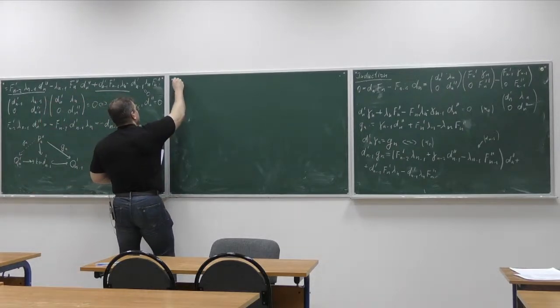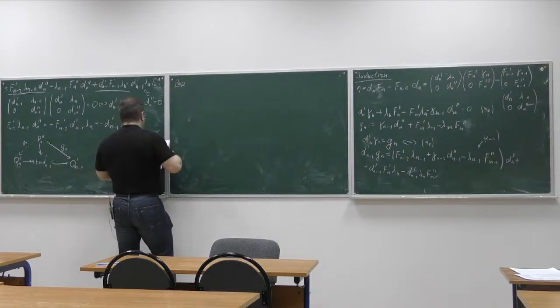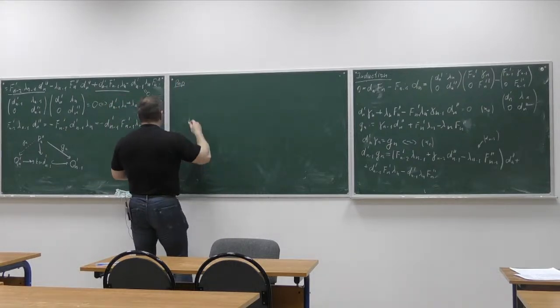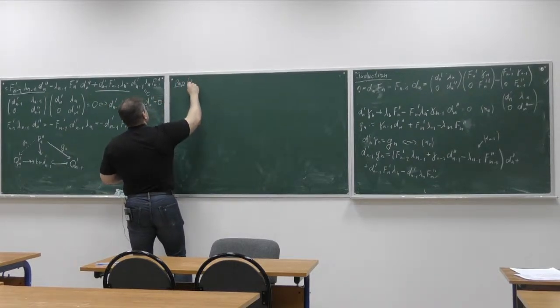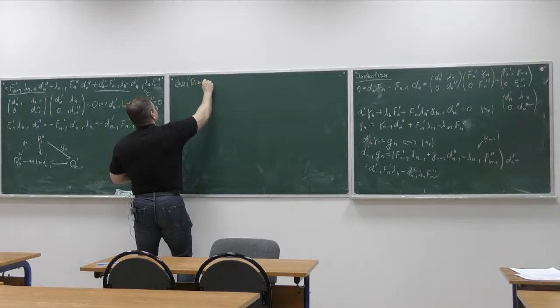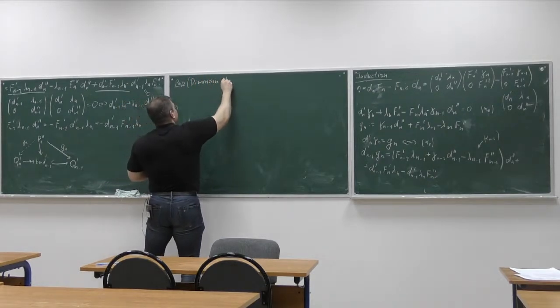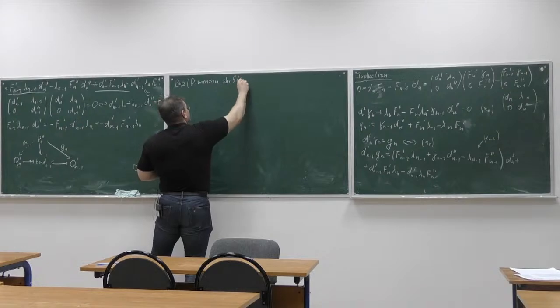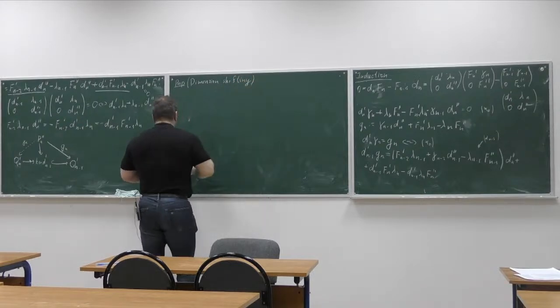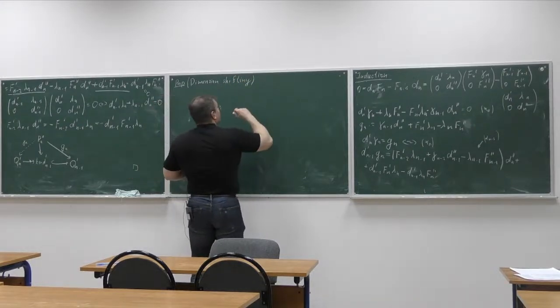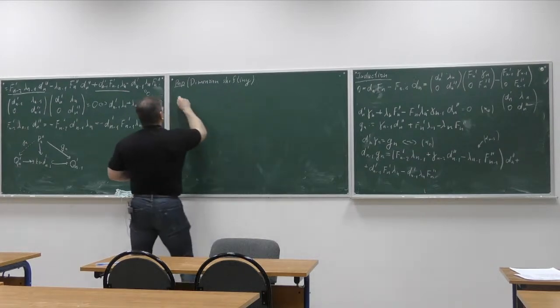Okay, so next proposition. Sometimes this is called the dimension shifting or degree shifting. Now this is the following statement. Suppose I have the following exact sequence.